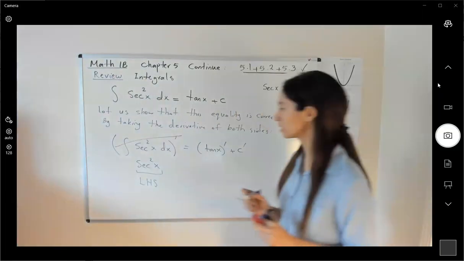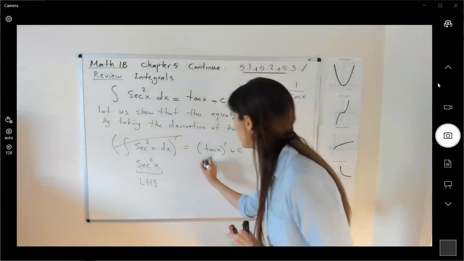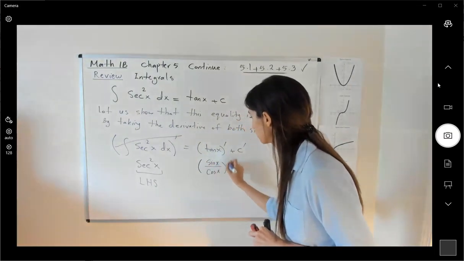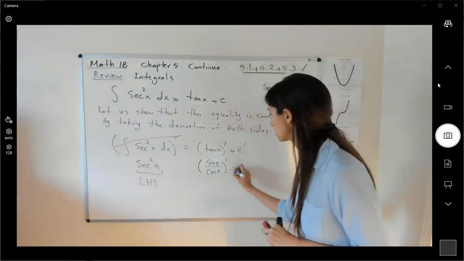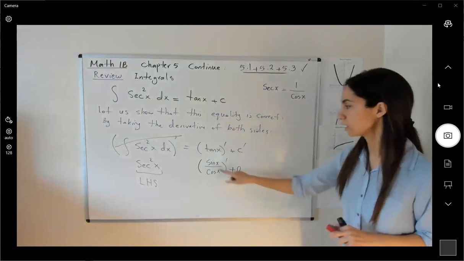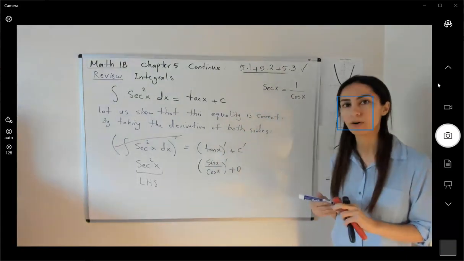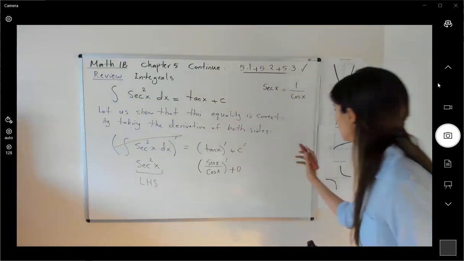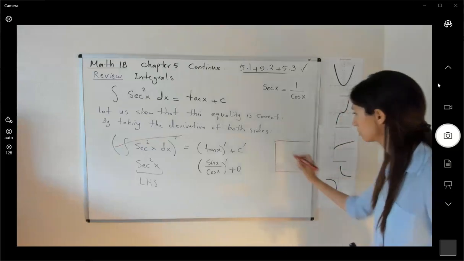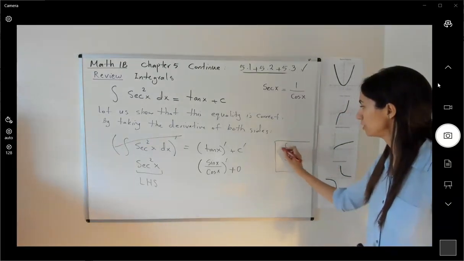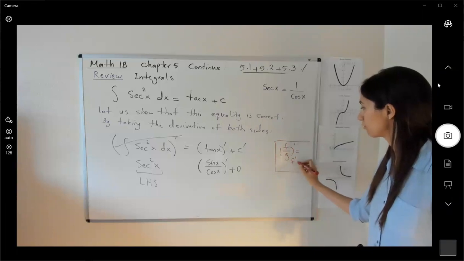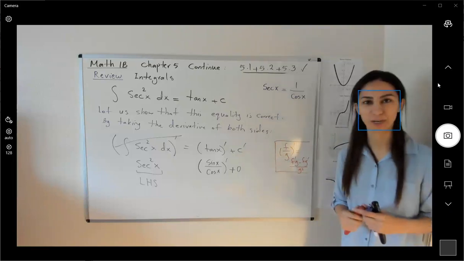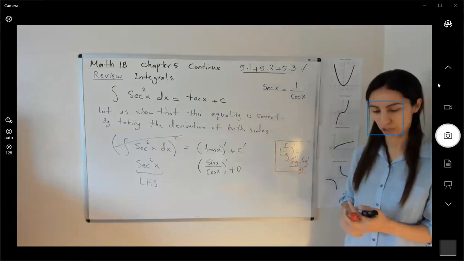Now take the derivative of tangent. Tangent is sine over cosine. The derivative of a constant is always 0. To take the derivative of sine over cosine, we can use the quotient rule. Remember the quotient rule? If you have f divided by g, its derivative is equal to f prime g minus f g prime divided by g squared. So we're going to use the quotient rule.